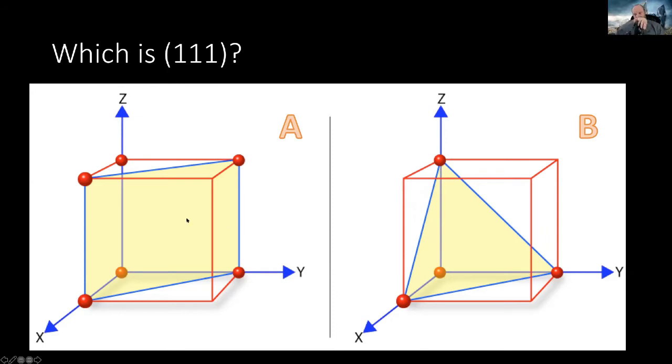Anybody want to venture to guess what plane is depicted on the left side in A? 110. All right. So the planes are defined by the directions, and the planes are perpendicular to those directions.